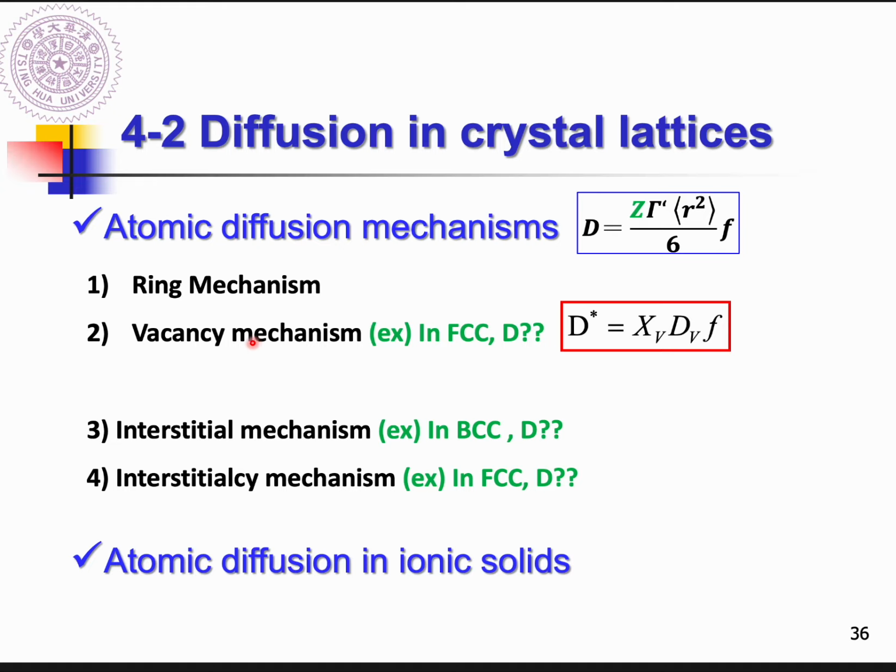Regarding the vacancy mechanism, as we know, the diffusing atom exchanges location with the nearby or surrounding vacancies. So the self-diffusivity of this diffusing atom equals the vacancy fraction times the diffusivity of a vacancy times the correlation factor F. Based on this, you can have some idea about its proportion to the exponential term, the exponential of negative vacancy formation energy plus the vacancy migration energy divided by kT.